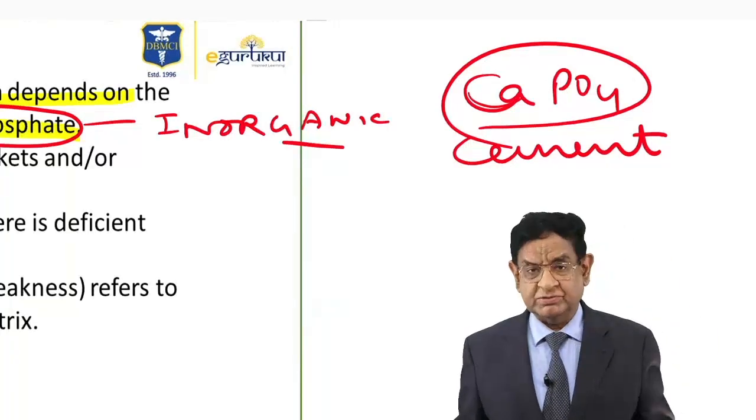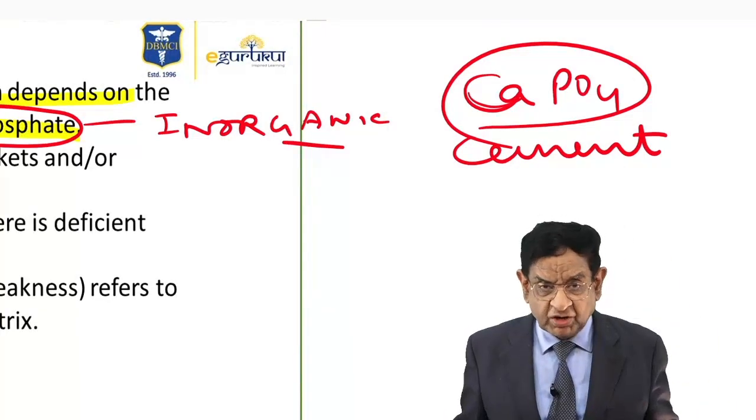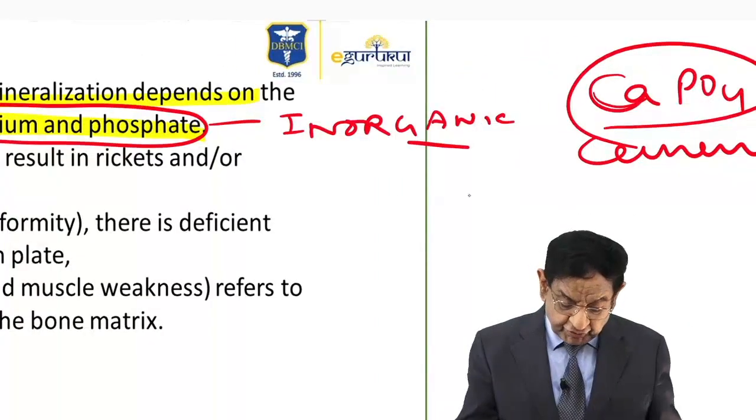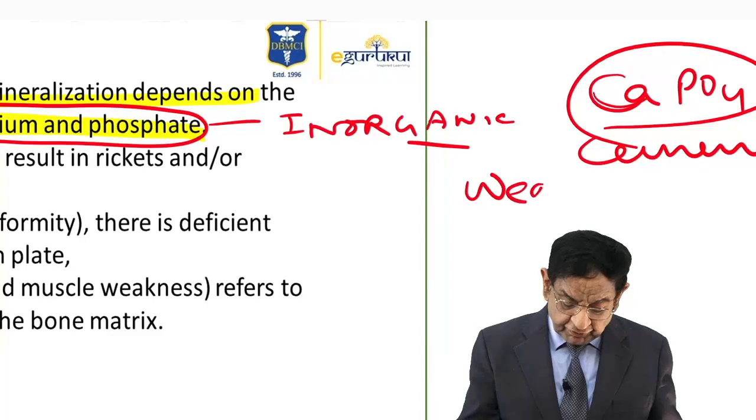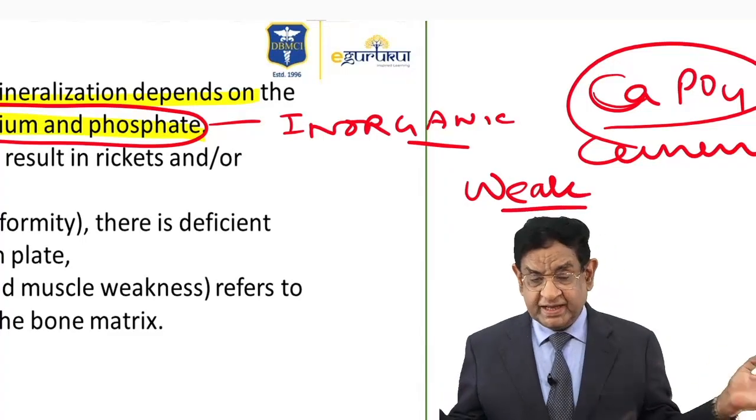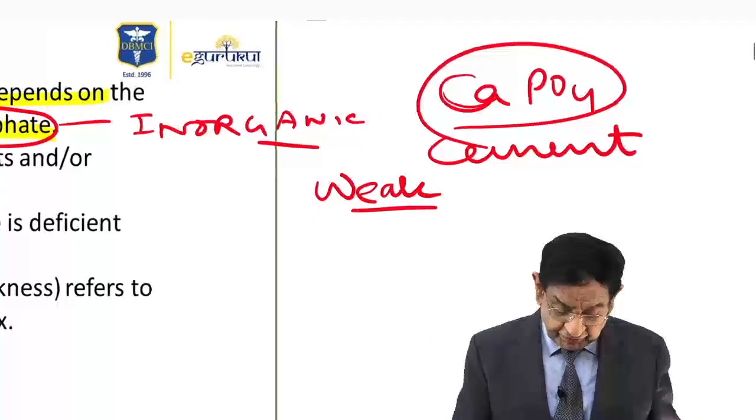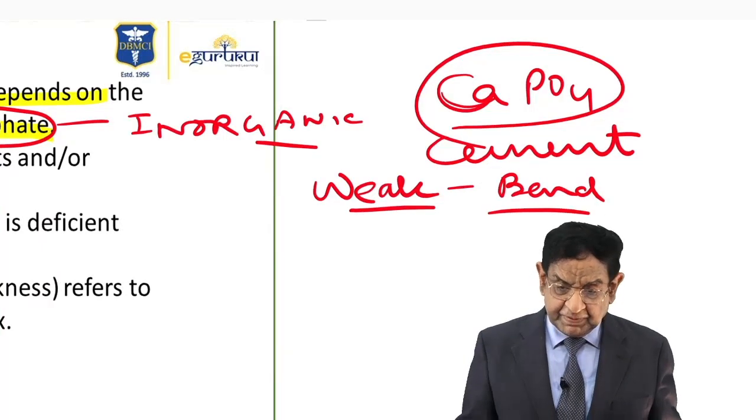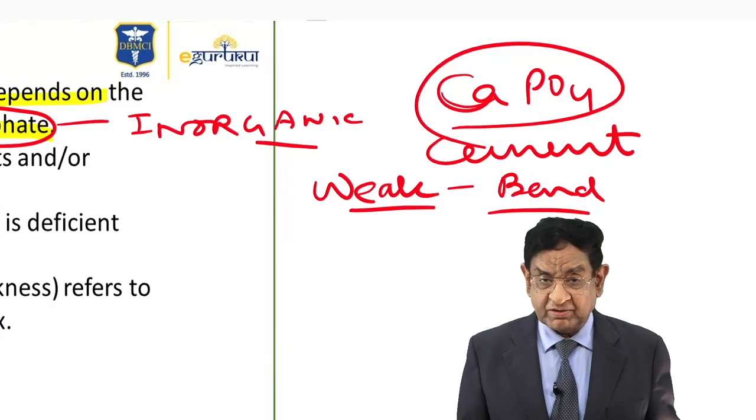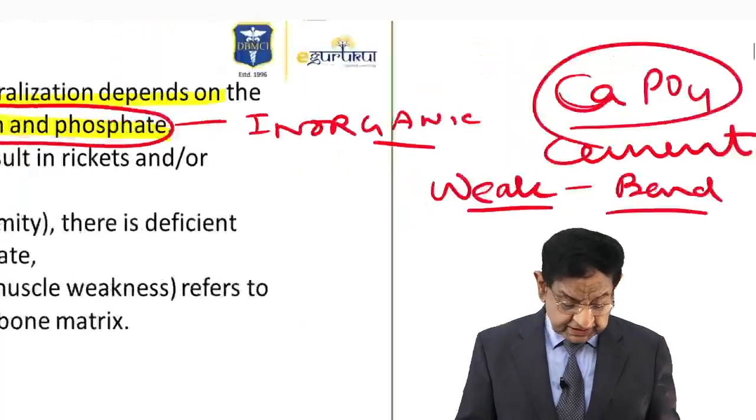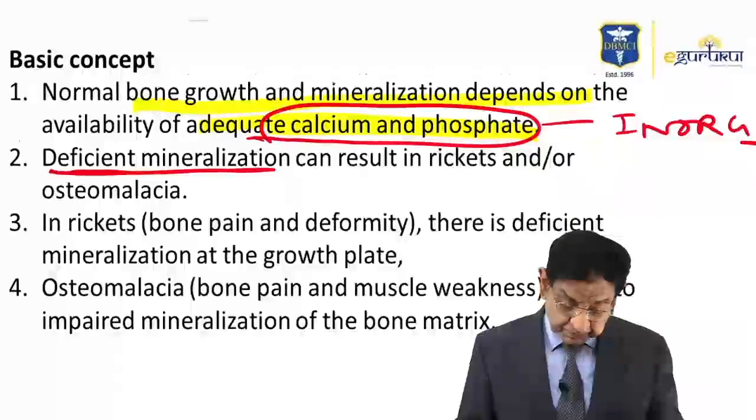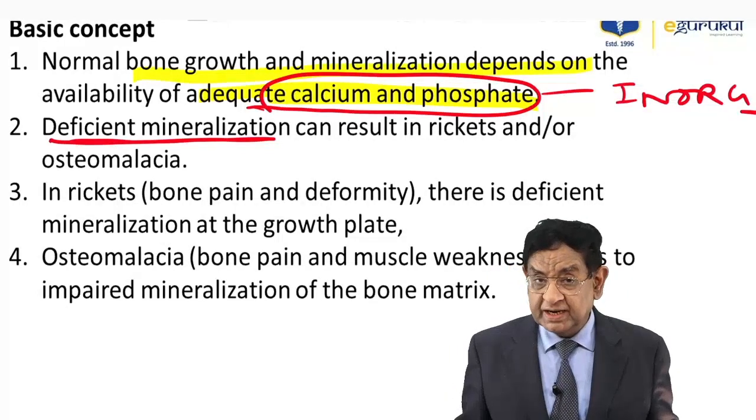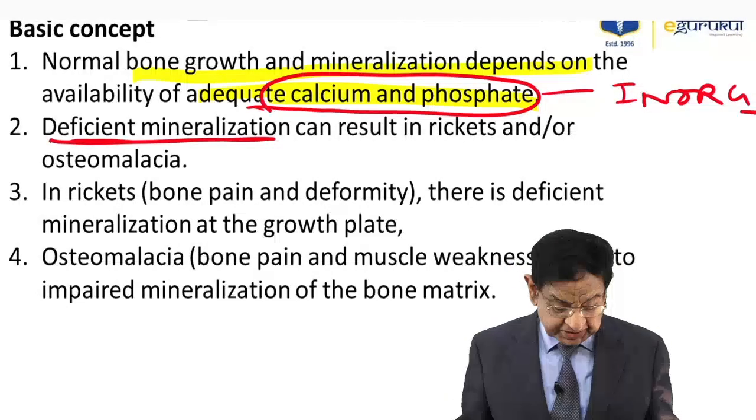Exactly the same thing here also. The calcium phosphate is not there, so whatever bone will form, it will be a weak bone. And weak bone can very well bend also. That's the basic concept that you have to understand right in the very beginning of today's lecture, so we are clear about it. So we understood the problem is impaired mineralization.